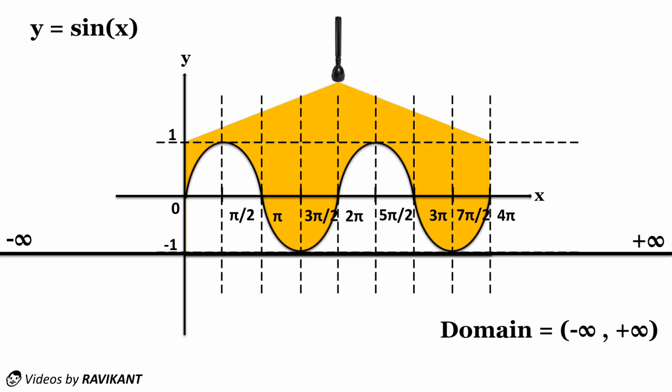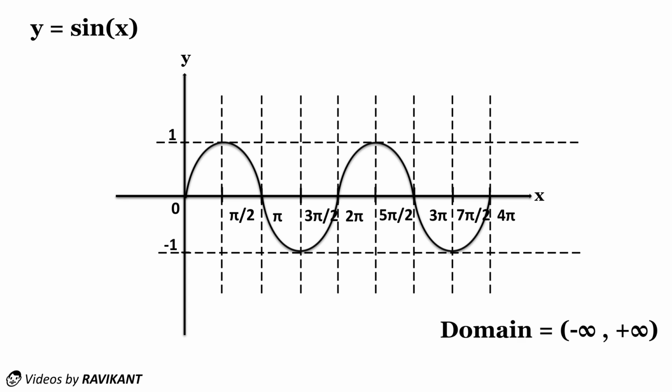And this is our domain. So simply flash the light from the top side and see where the shadow is from, and then we can get the domain of the particular graph.